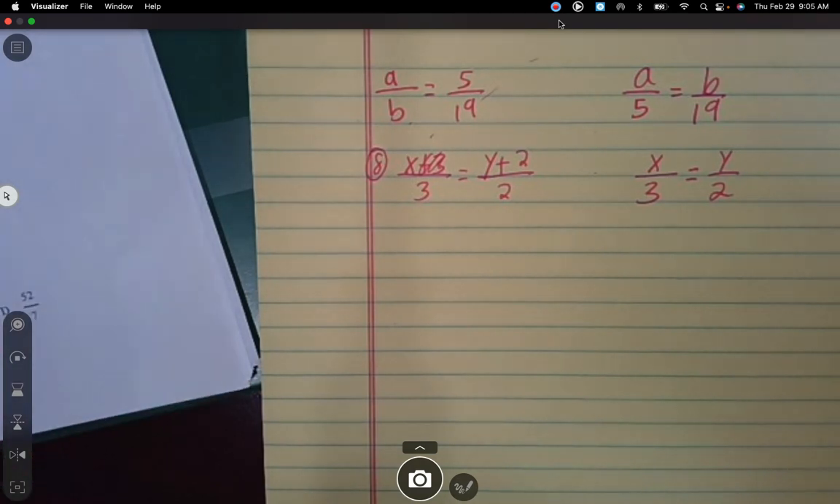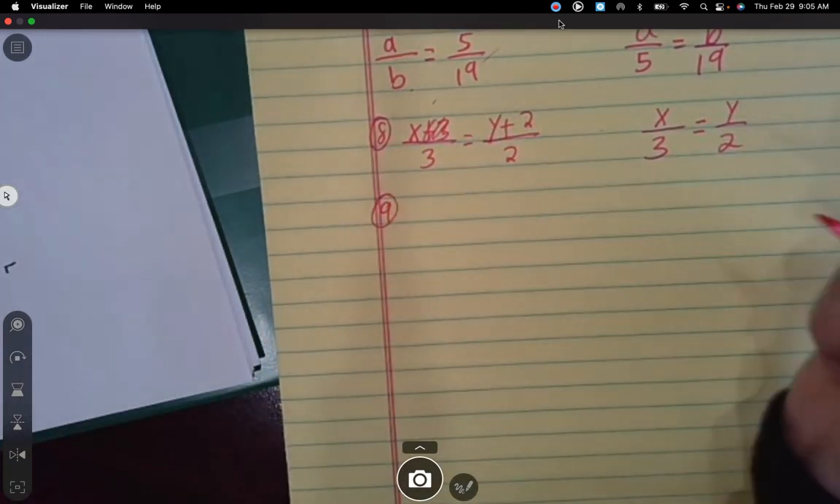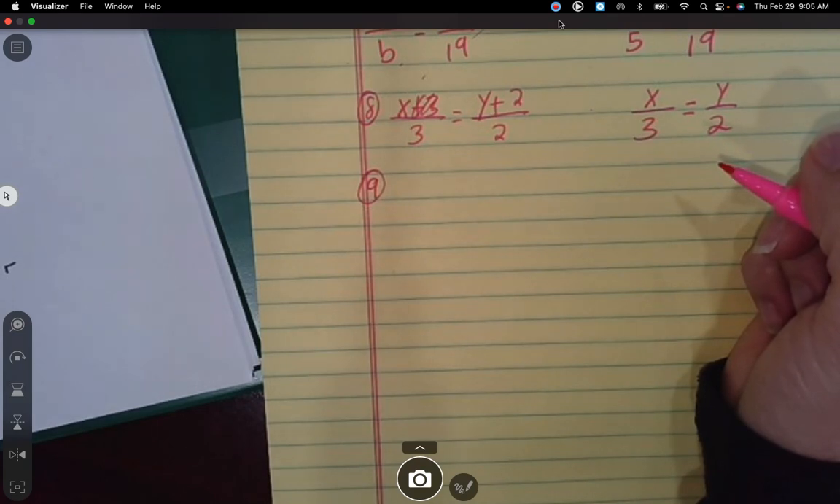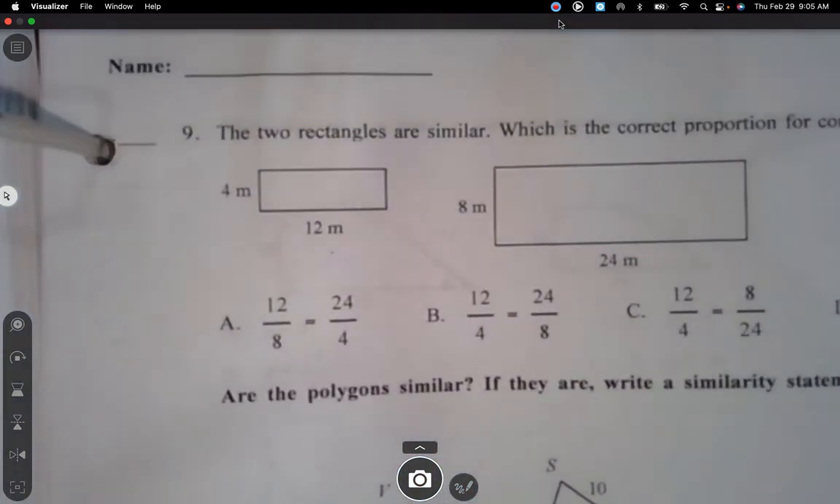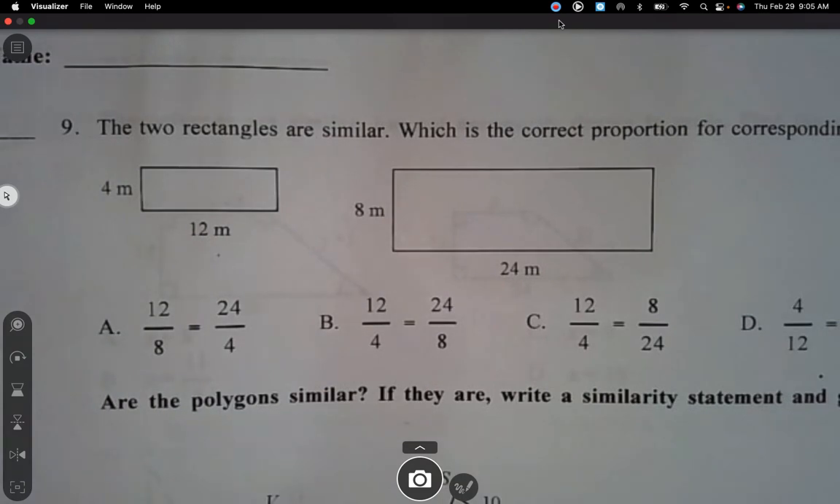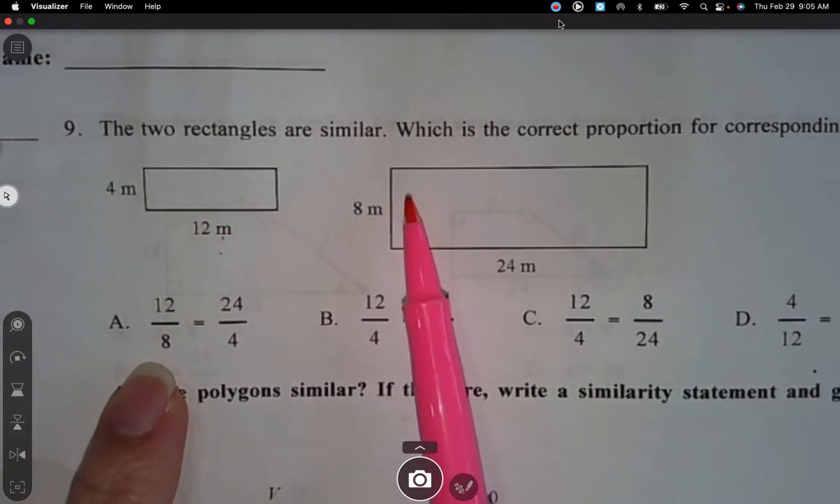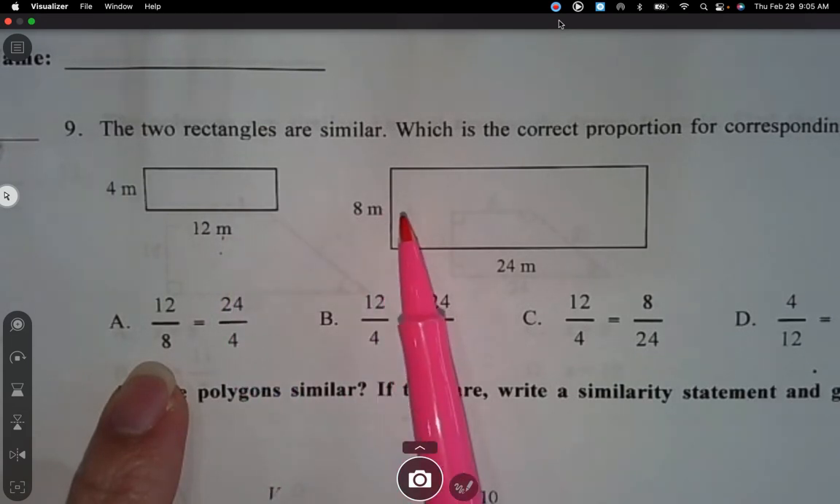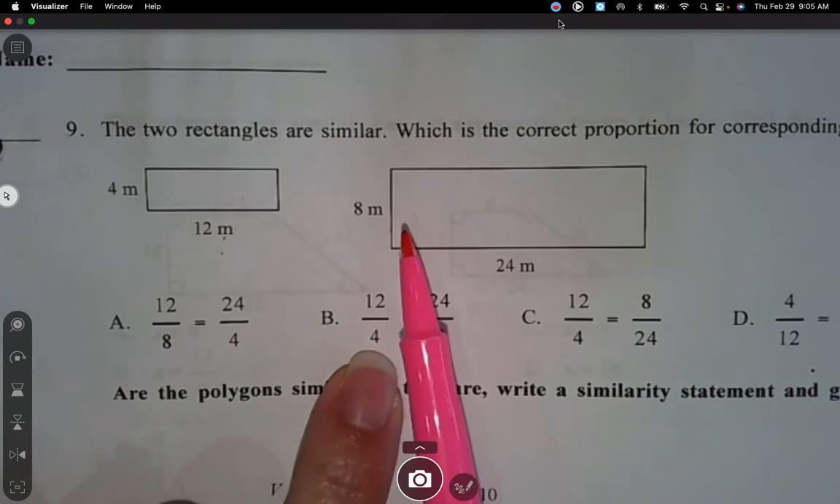How many pages do we have? 7? Okay, page 2, number 9. It says, okay, which 2 rectangles are similar? Actually, I might just put this one under here. So, first of all, let's match them up and see. Do 12 and 8 go together? No. 12 is the long side, 8 is not. So it's not that one.